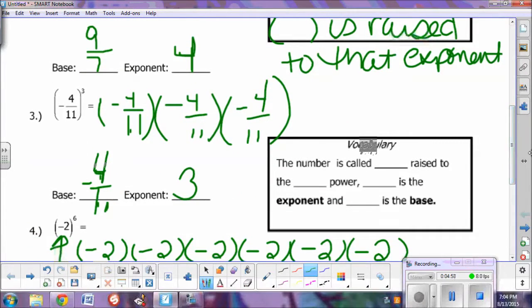So the number is called 5, and you've heard me say this throughout the lesson, 5 raised to the 6th power, and then it says blank is the exponent and blank is the base. Well, we just identified that when we were going through and answering this, and we said that 6 is the exponent and 5 is the base. All right, go ahead and flip the page.